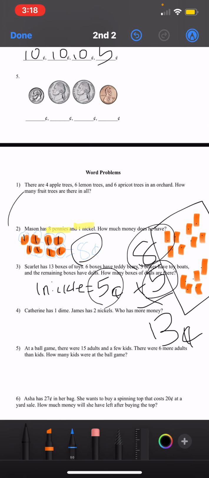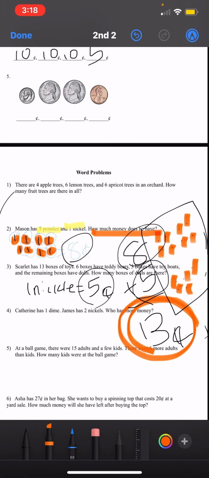So they asked, how much money does he have? He has 13 cents.